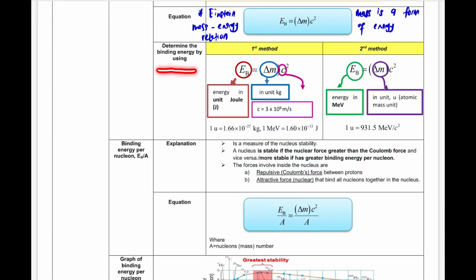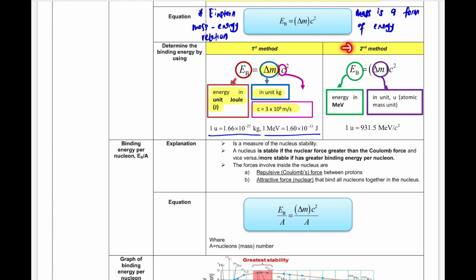There are two ways to determine the binding energy. For the first method, use the formula E equals delta M c squared, and you are required to find the binding energy in unit joule. You need to ensure that the delta M, or mass defect, is in the unit kilogram, multiplied with the speed of light squared. The unit conversion involved is, for one atomic mass unit u, it equals 1.66 times 10 to the power of negative 27 kilogram, and 1 mega electron volt equals 1.6 times 10 to the power of negative 13 joule.